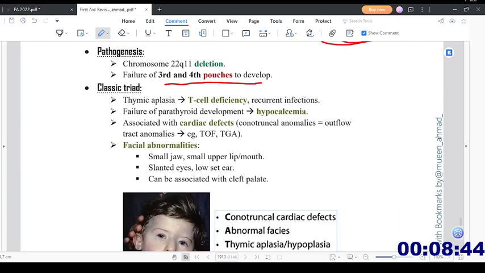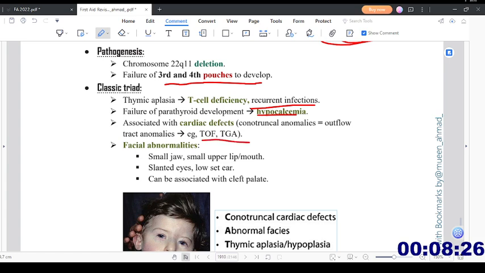The classic triad is thymic aplasia, that is T cell deficiency, and recurrent infection. Whenever there is T cell deficiency, the person will have recurrent infections. Failure of parathyroid development will lead to hypocalcemia, and it is associated with cardiac defects, conotruncal and outflow tract anomalies, for example tetralogy of Fallot or transposition of the great arteries.